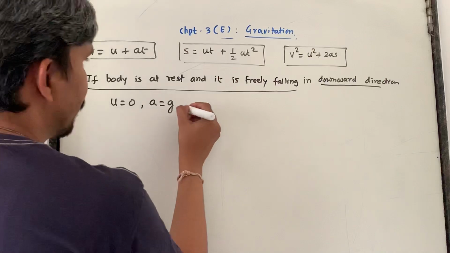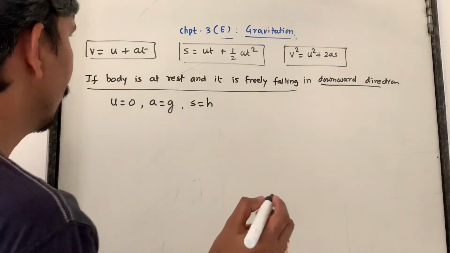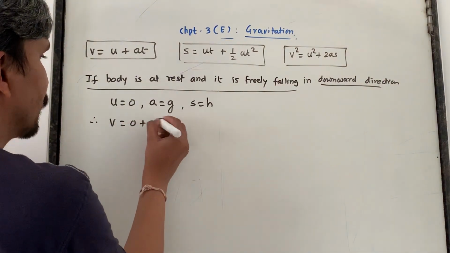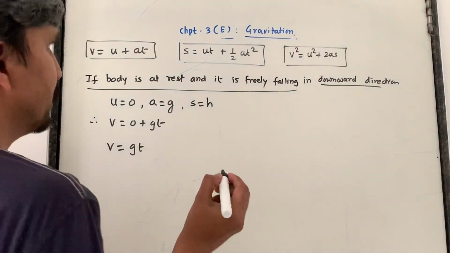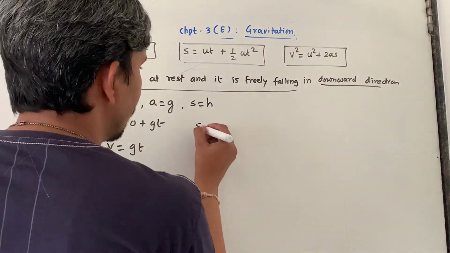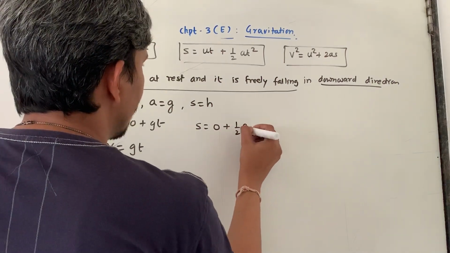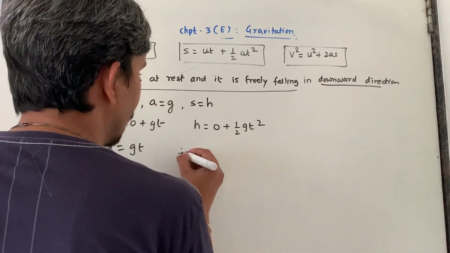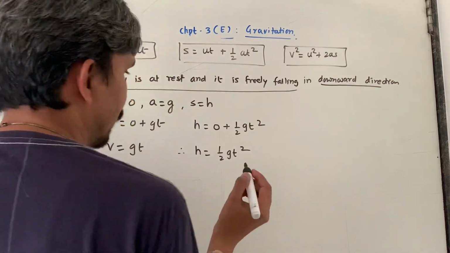And say displacement is equal to h. Displacement will be h. So I can write here, therefore v is equal to 0 plus gt. So this is v is equal to gt, right? Second equation becomes s is equal to 0 plus half gt square, but instead of s I will write h. So you will get here h is equal to half gt square. This is the second equation.